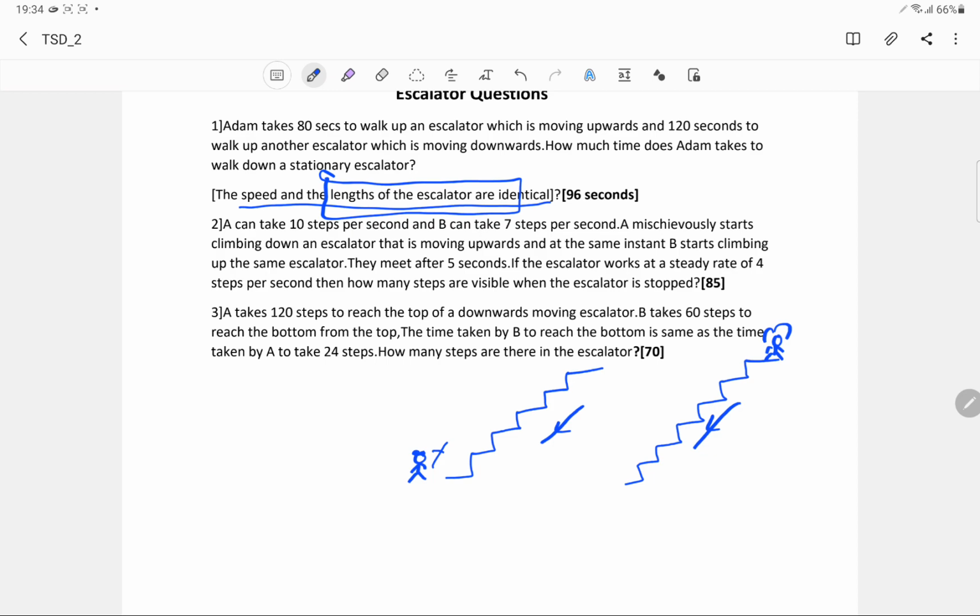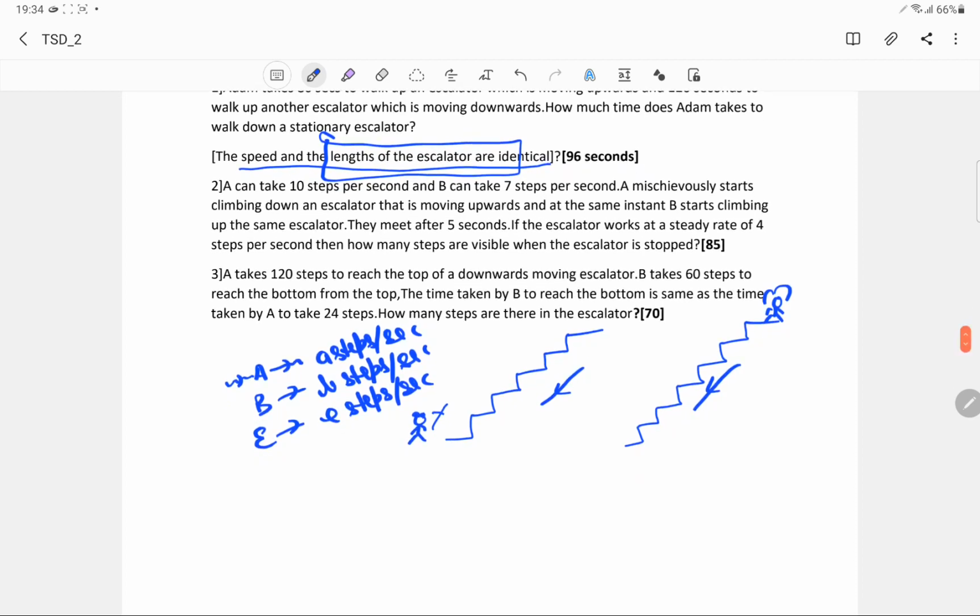The time taken by B to reach the bottom is the same as the time taken by A to take 24 steps. Okay, so I can sense the two equations. Say that A is taking A steps per second, and B is taking B steps per second, and the escalator is moving at E steps per second.